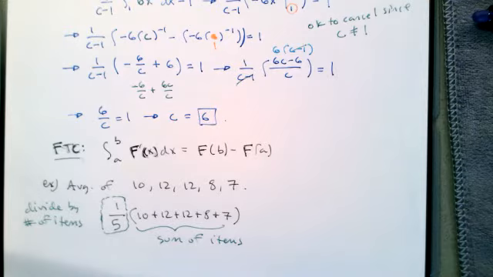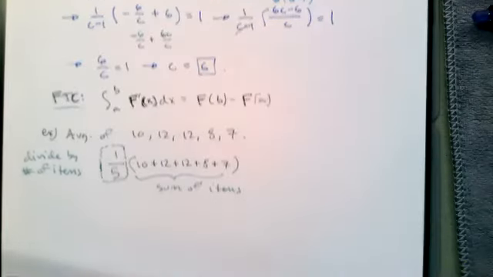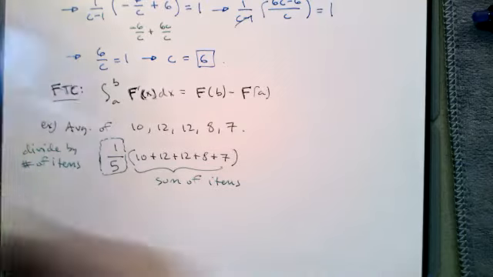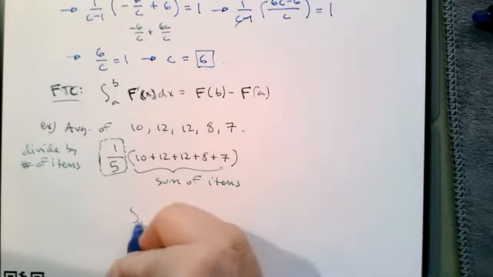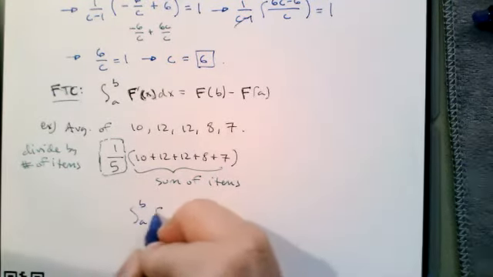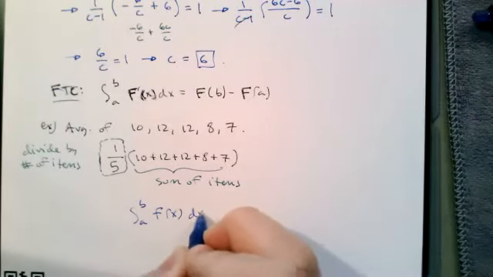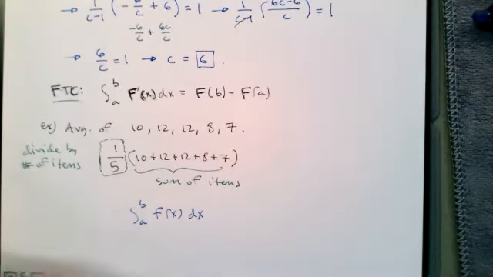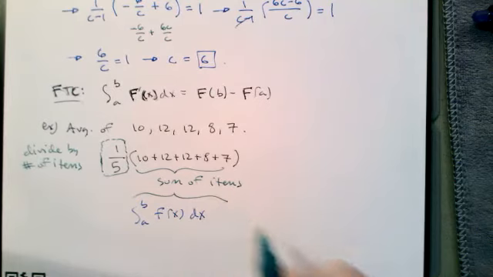In a continuous sum, the sum of the items is an integral, and the number of items is the length of the interval. So the sum of the items becomes a definite integral, that's a continuous sum of the items. And then we divide by the length of the interval.